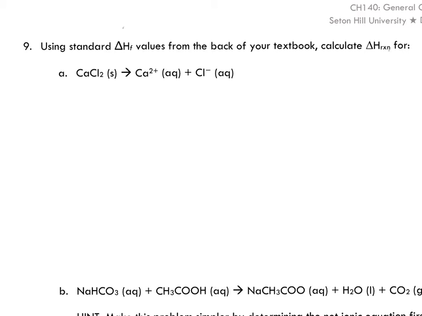So we're looking at the reaction: calcium chloride solid dissolves into Ca2+ aqueous and Cl- aqueous. Hopefully, maybe you noticed that this equation isn't actually balanced. So when CaCl2 dissolves into water, it makes one calcium ion and two chloride ions, one calcium ion and two chloride ions. So there, now it's balanced.